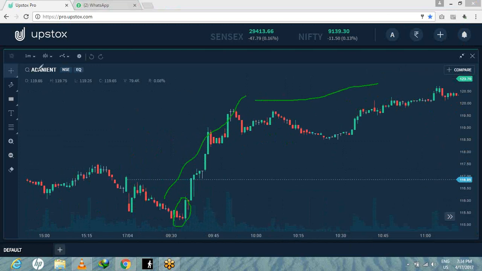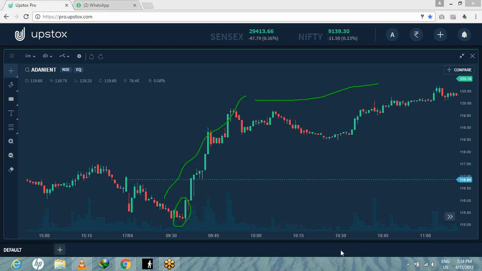So this was the Adani ENT call, and this has gone from around the 115 level to 120, or 123 as of now. If you see the last traded price, it has gone to 123. So can you see a bullish engulfing? This is how this pattern affected the market. And why is this pattern more strong? Because this is near the support level.